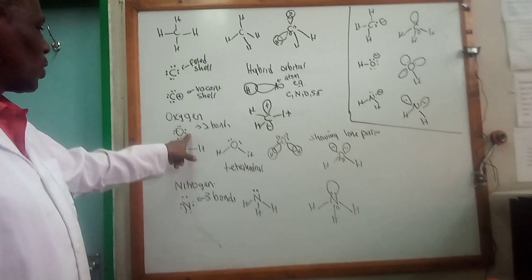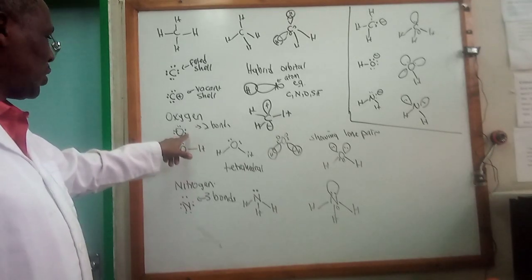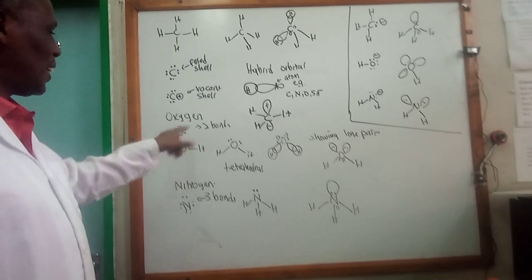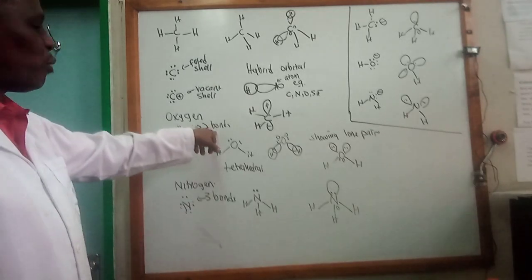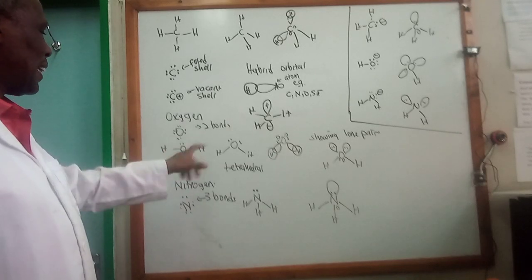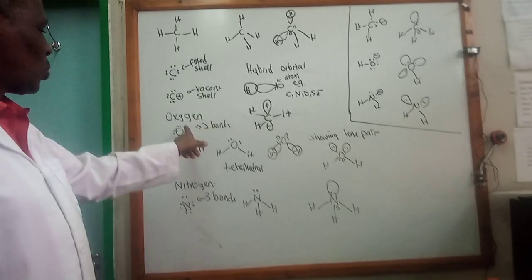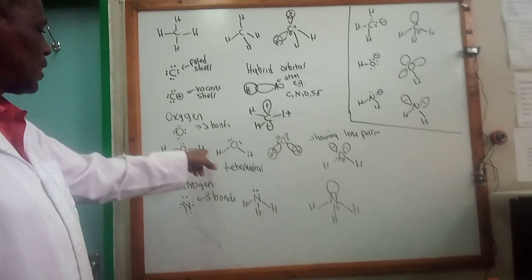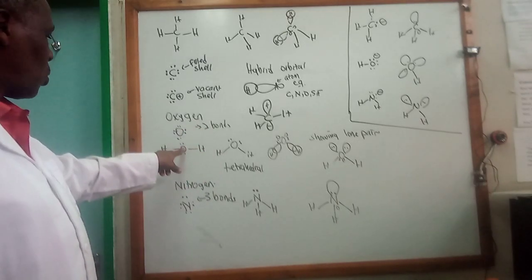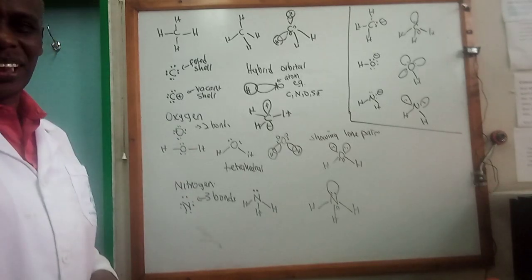Oxygen here is being shown as having a filled shell, with 2, 4, 6, 8 electrons. Oxygen forms two bonds, yeah? So in the case of water, two electrons have been used in forming one oxygen-hydrogen bond, and two in the oxygen-hydrogen bond on the other side. So we'll be left with two electrons here.